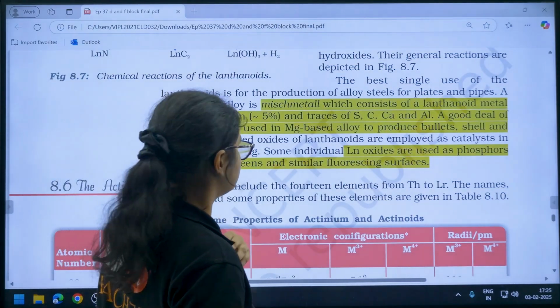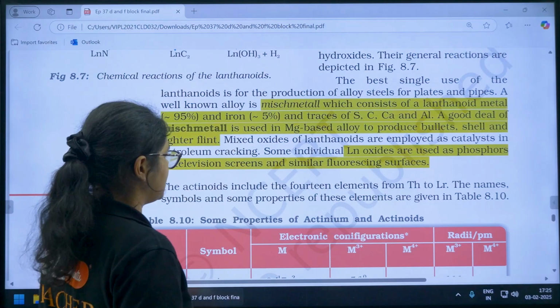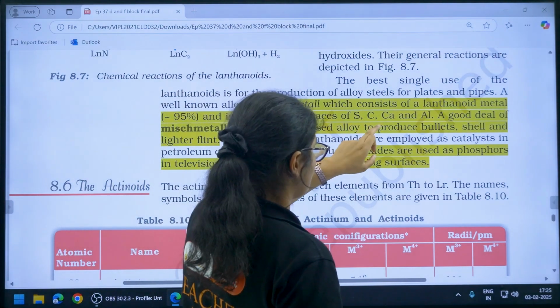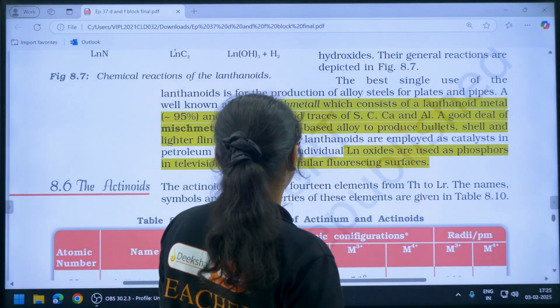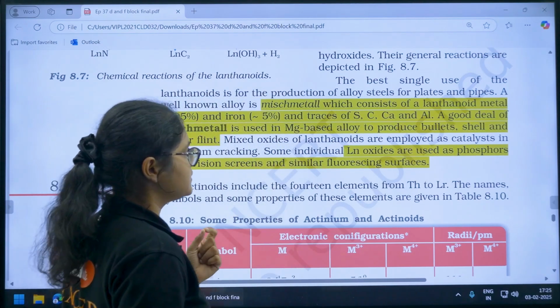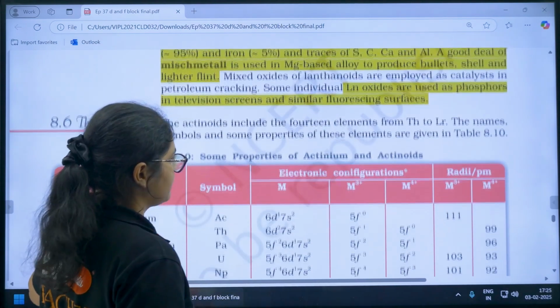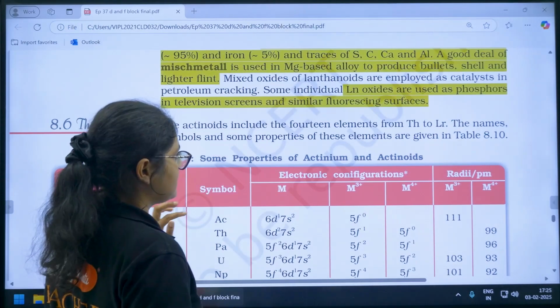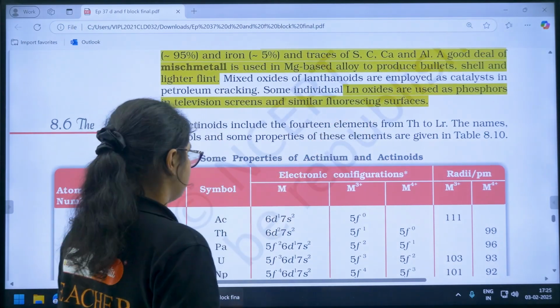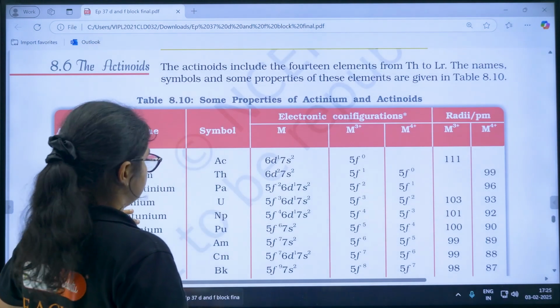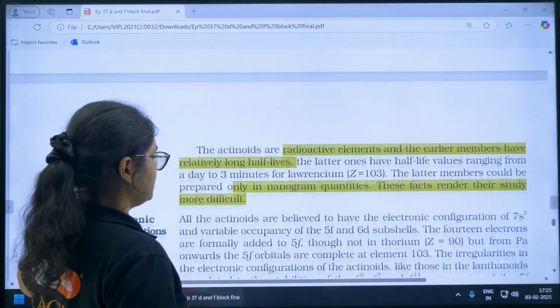The composition also you should remember: 95% lanthanoids and iron 5%, and you have traces of sulfur, carbon, calcium and aluminium. Okay, and it is used in what? Magnesium based alloy to produce bullets, shell and lighter flint. Okay. Next, lanthanum oxides are also used in fluorescing screens or surfaces. Now coming to actinoids, not much.